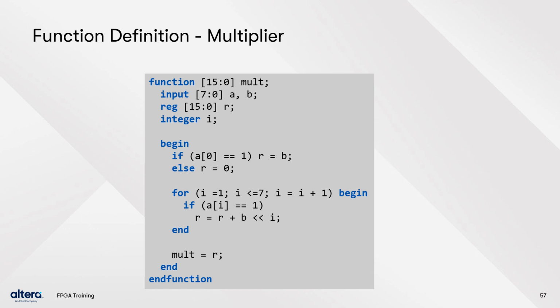Here is a function defining a multiplier. You can see that this is a standard multiplier with 2 8-bit inputs and a 16-bit result. Notice the keywords function and end function, defining this piece of code as a function. Also notice that mult gets R at the end of the function. Functions always return the value assigned to the name of the function, so the last operation in a function often assigns a value to the name of the function.